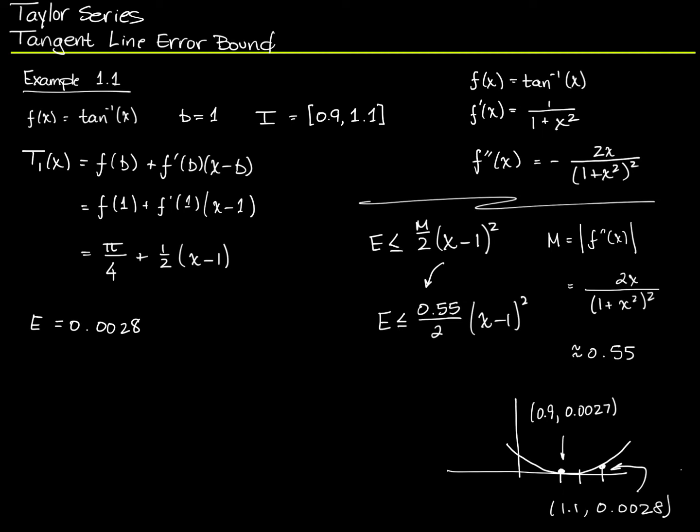In the next example, I want to take a look at this same function. I will use the same linear approximation, and I'm going to be asking the question, what is the interval so that my error will be no bigger than 0.001? In this problem, I gave you the interval, and I asked you to find the error bound. In the next problem, I'm going to give you the error bound and ask you what the interval is that will guarantee that that error is no bigger than the value I give you.